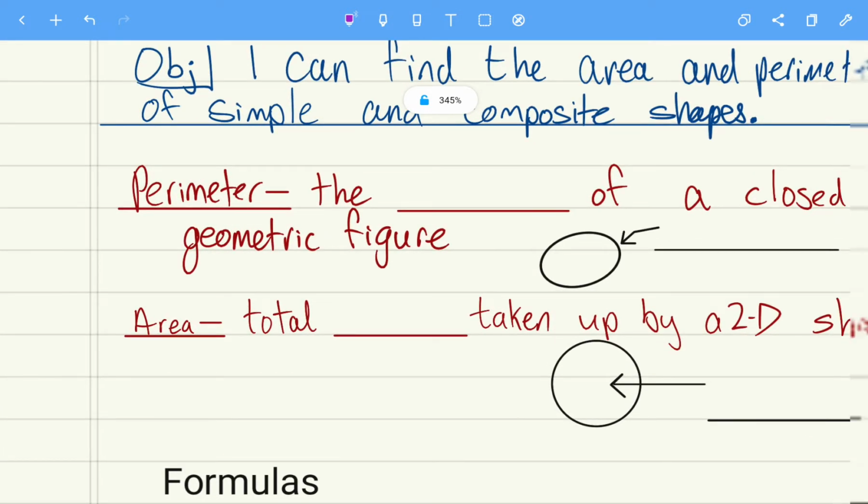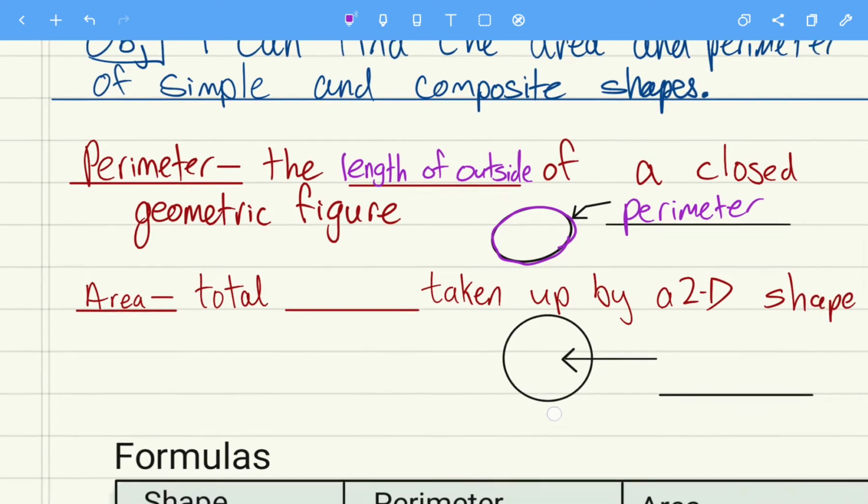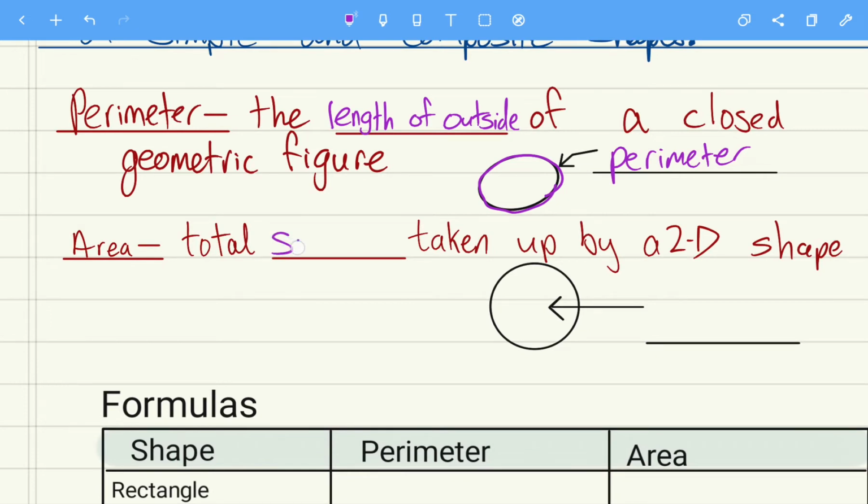Perimeter is the length of the outside of a closed geometric figure. Now we have our little oval here. The perimeter is the outside bit, however long that is. Now the area is the total space taken up by the 2D figure or the 2D shape. So all of this on the inside is our area.